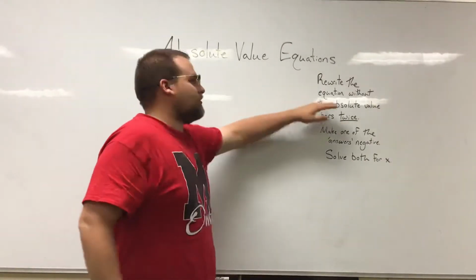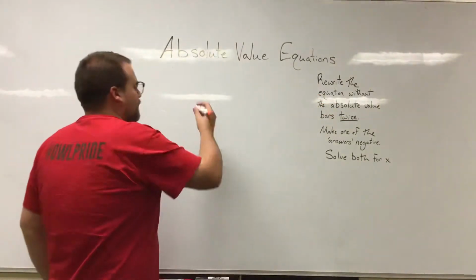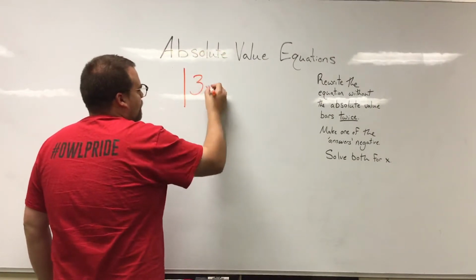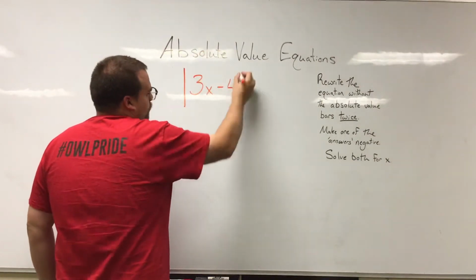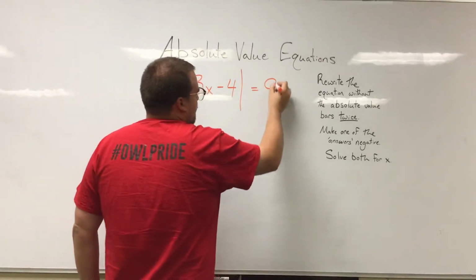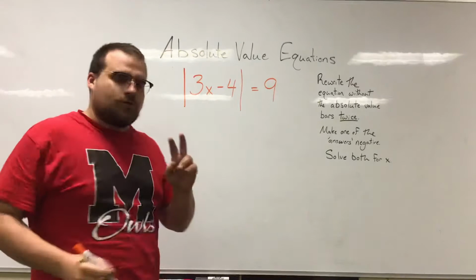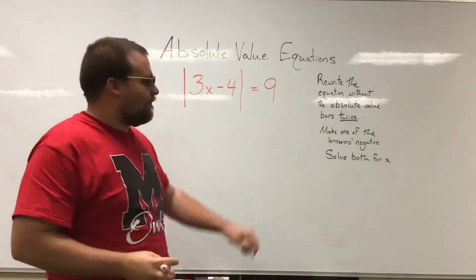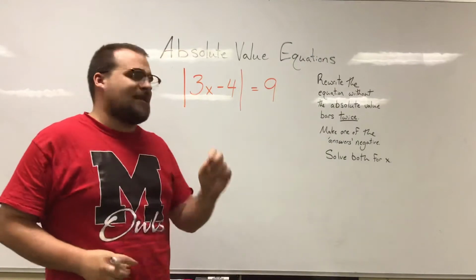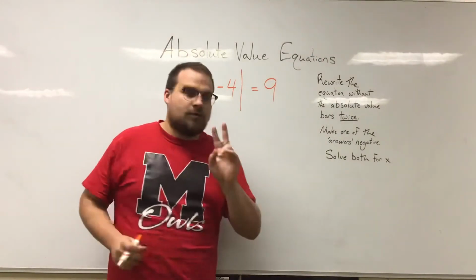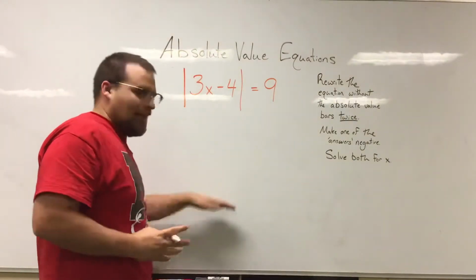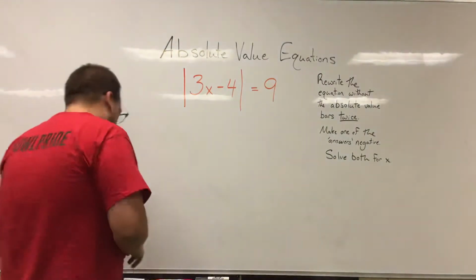Here's our rules. Whenever we have an absolute value equation, like one I'm going to write up here, let's say the absolute value of 3x minus 4 equals 9, we have two things we want to do. First, we want to rewrite the equation without the absolute value bars twice. And that literally means write the equation down 2 times. So I'll go ahead and do that.